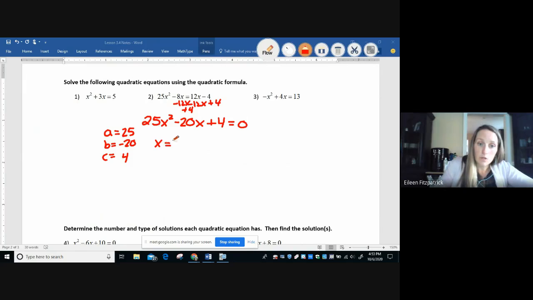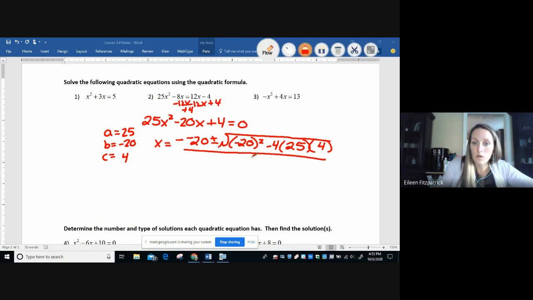X is equal to negative B, which is negative 20, plus or minus the square root of B squared, that's negative 20 squared, minus 4AC, it's all under the radical, all over 2A. All right, so lots of cleaning up to do. The double negative, right? Negative, negative becomes a positive 20, plus or minus.